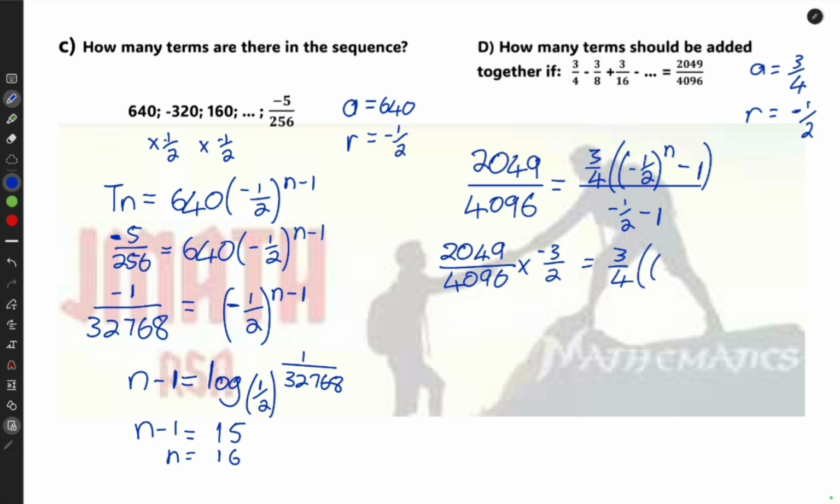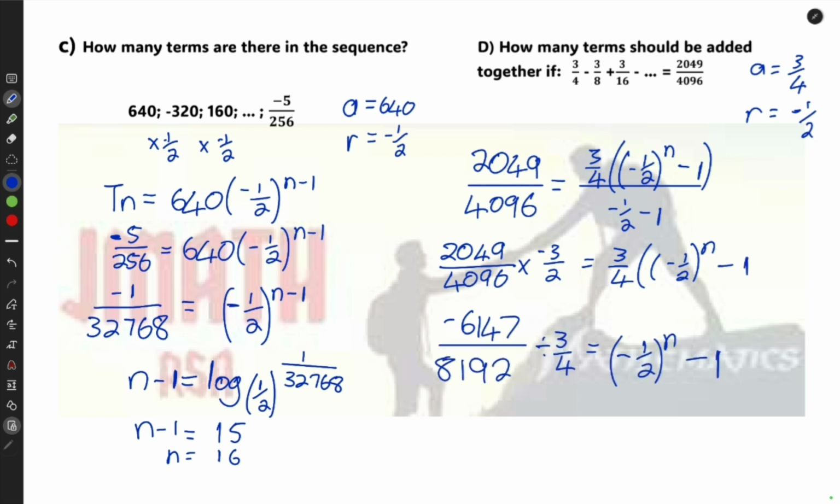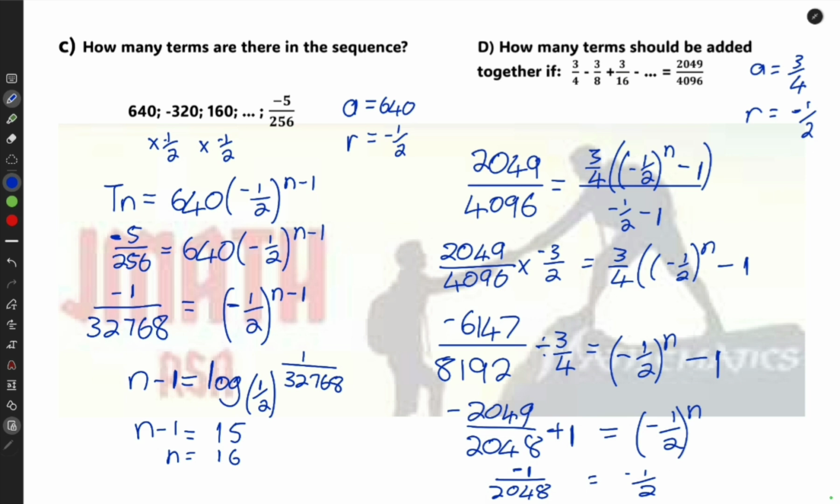Let's just write the rest because that didn't go away. If I type that on my calculator, I get minus 6147 all over 8192. So I'm going to divide that by 3 over 4 to the left. According to the calculator, this is minus 2049 over 2048. I am going to plus the 1 from the other side and then just see what that gives me. And it actually gives me minus 1 over 2048 is equal to minus a half to the power n. So here I can see it is a half to the power n with a minus, and then the other side was also minus a half to the power something.